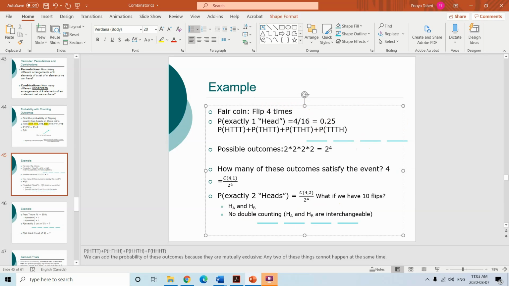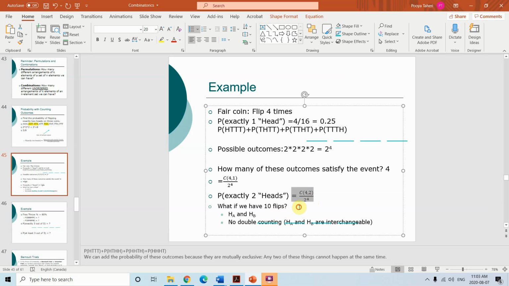And what's going to happen if we have 10 flips, right? To answer this one, again, this is going to be very similar to this. Instead of 4, we're going to have 10.